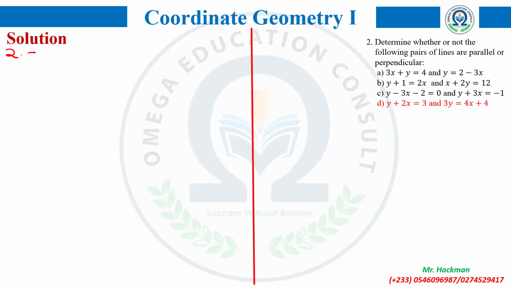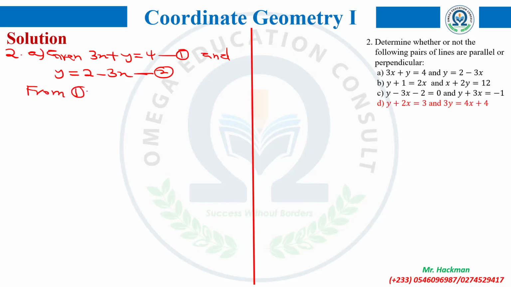So 2A. Let's extract what we are given, two equations. The first equation is 3x plus y is equal to 4. And remember in math, anytime you are given more than one equation, label the equation. So this is 1. Our second equation is y is equal to 2 minus 3x, and you call this equation 2. In order to determine parallel and perpendicular, we need the gradient of each of the lines. We'll compare and use the conditions we know to draw our conclusion. If you want to find the gradient of a line given its equation, we know what to do. Pick equation 1 and write it in the gradient intercept form.